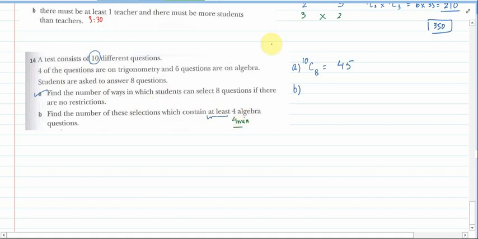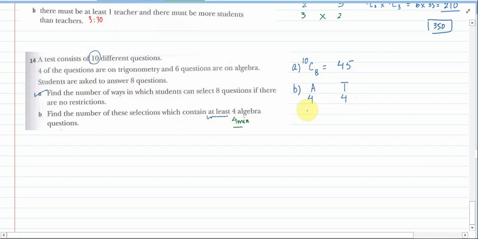Alright, give it a try, start. Alright, to make things simple and easy, I will make a column here, so that is my algebra and this is my trigonometry, right? It says at least 4 algebra questions. So if the student is going to pick 4 algebra questions, of the 8 questions a student needs to attempt, 4 are algebra. The leftover questions should belong to trigonometry, right?